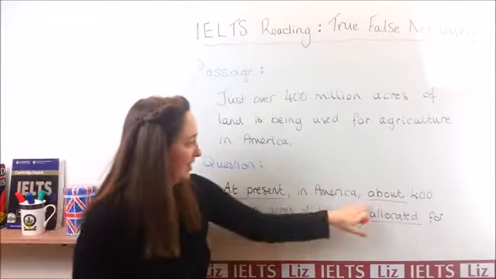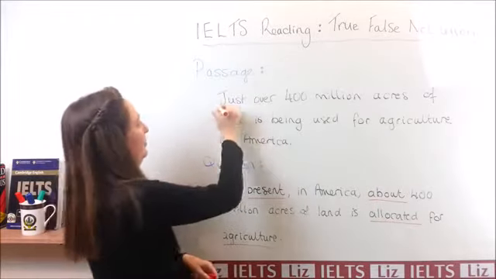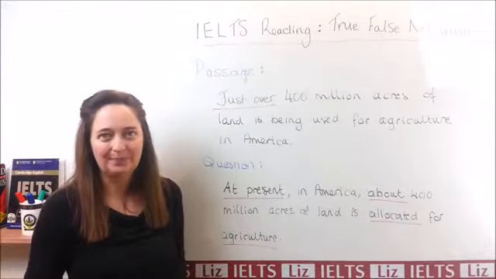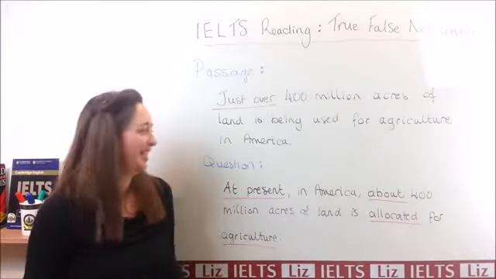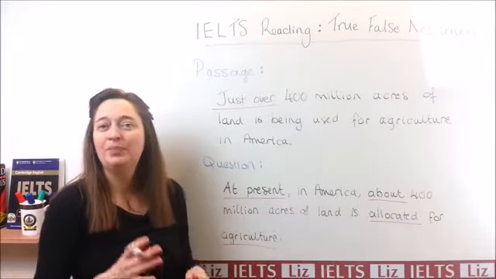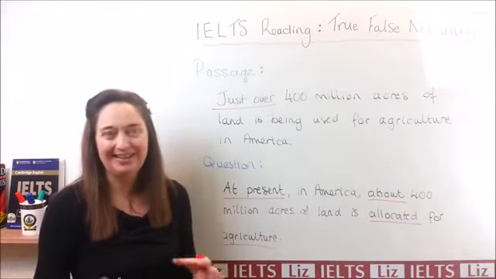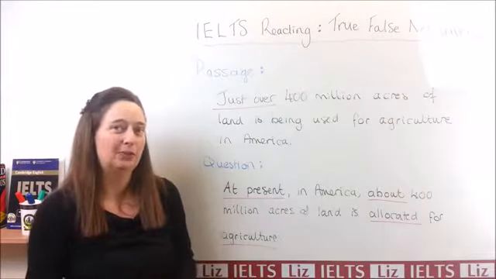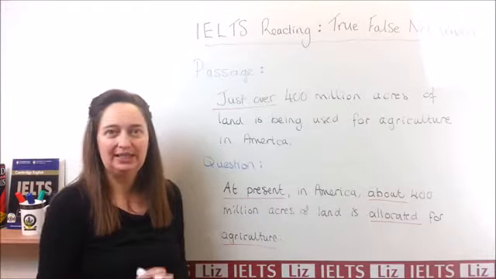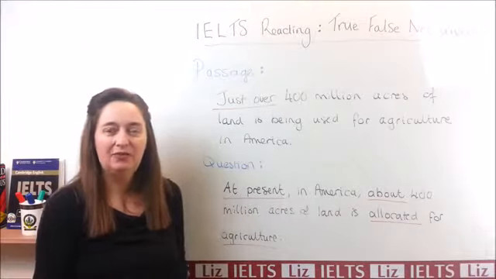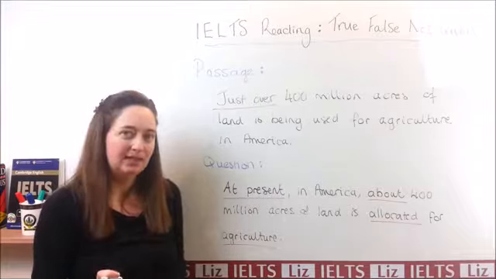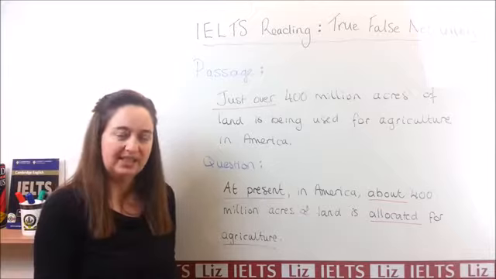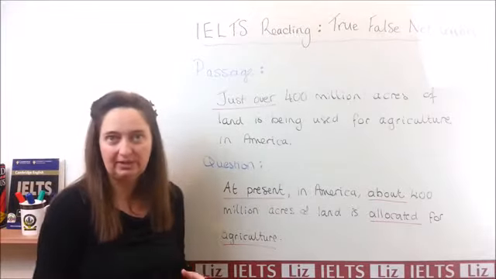Now let's look at the next one, which is about. In the passage, they say just over. And in the statement, they say about. Now, before you tell me that it's not exactly the same, we need to think about the meaning of true and the meaning of false. Now, the meaning of true is that it matches. The meaning of false, remember, it doesn't mean that it doesn't match. It means it's the opposite information, contrary.